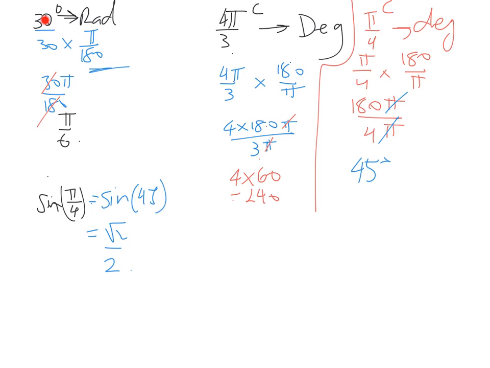So, degrees to radians, we multiply our degrees by pi on 180 and then simplify. Radians to degrees, we multiply our radians by 180 on pi, the reciprocal of going from degrees to radians, and then we simplify. And if you're given sine of some radian measure, convert it to degrees and then work it out. Answer in CAS or whether you know it.